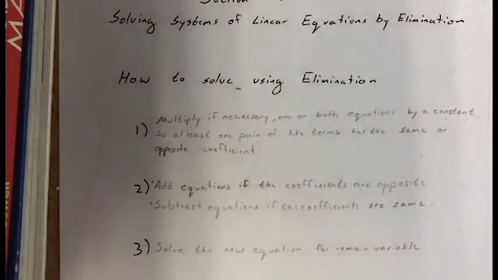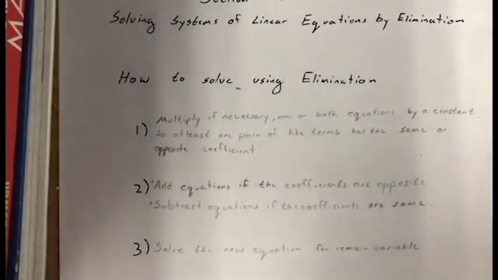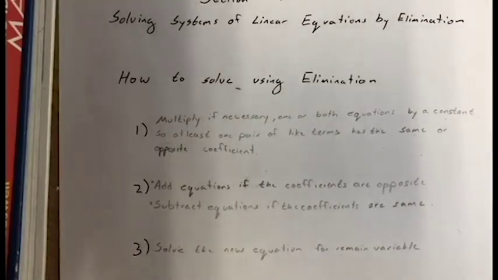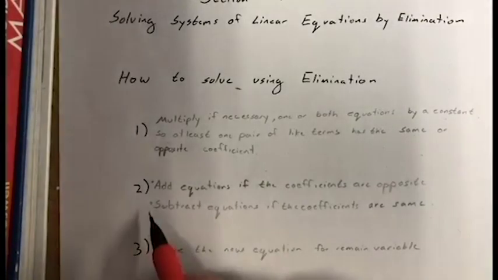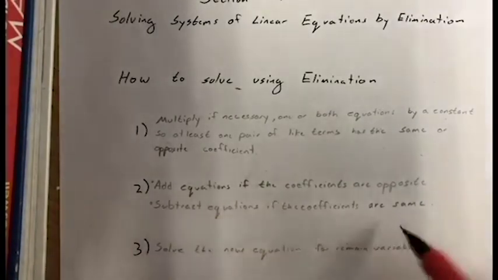I'm going to give you the basic rules. It's kind of like substitution. These are the overarching rules and steps, but there's a lot of little mini things that we've got to do inside of it. Just like last time, we're going to go through these. So, one, when we get a system of equations, we need to multiply, if necessary, one or both equations by a constant, so at least one pair of like terms has the same or opposite coefficients. I'll explain that in just a few minutes. Two, add the equations if coefficients are opposite. Or the next piece, subtract equations if the coefficients are the same.